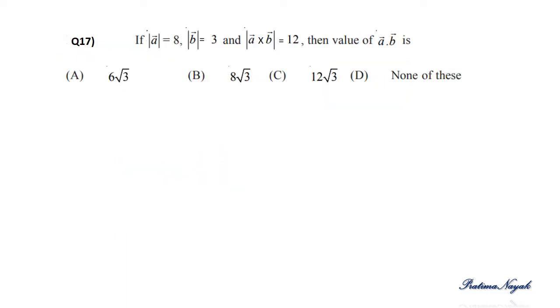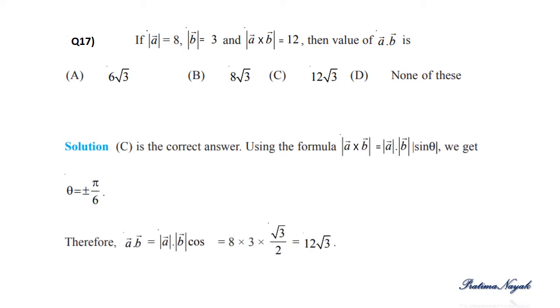Magnitude of A is given as 8, B is given as 3. |A cross B| is given as 12. We have to find A dot B. Four options are given. So |A cross B| is the same as |A| into |B| into sin theta. We get sin theta as half and theta is equal to plus minus pi by 6. So now putting in A dot B, it will be magnitude of B into A into cos theta. So this gives 12 root 3. So C is the answer.